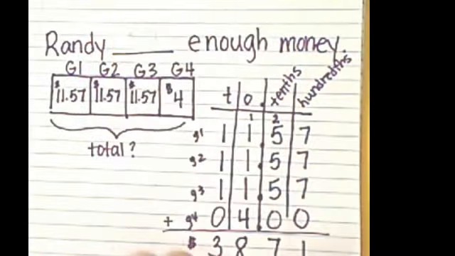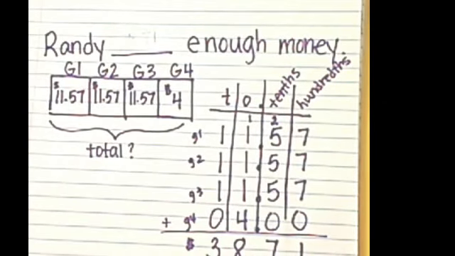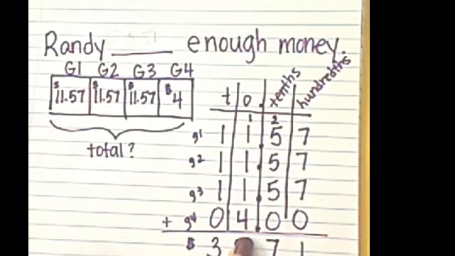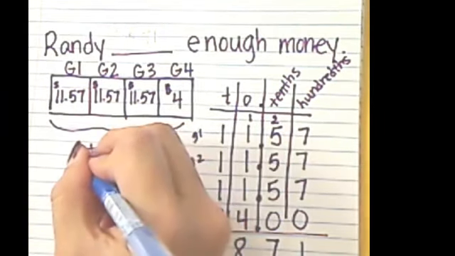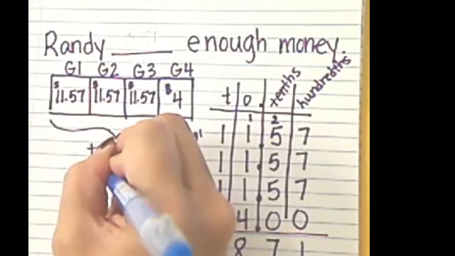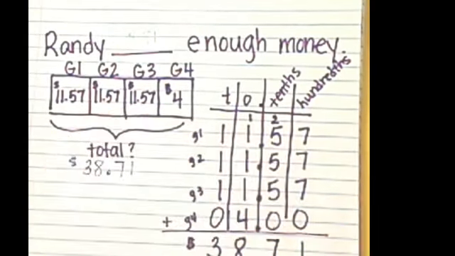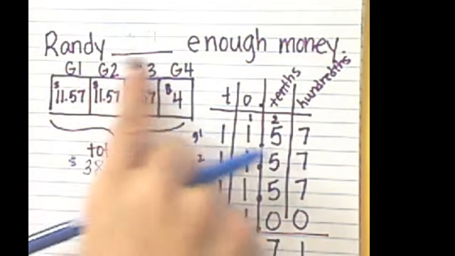So let's look back at the question and see what it was asking. Does he have enough money to buy the games? Well, what is this $38.71? $38.71 was the sum after you added everything up. Oh, that's the total. The total amount of money for all the 4 games is $38.71. Okay, but that's not what the question is asking. The question wasn't asking what's his total. The question was asking, does Randy have enough money?